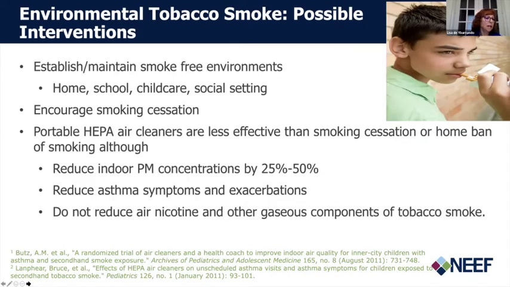So elimination of that environmental tobacco smoke is going to be the key. It is the first line of intervention for children with asthma. We want to establish and maintain smoke-free environments. Not only think of home, but think of where a child spends a lot of time. It could be in grandma's house, it could be in the car, there could be an individually owned childcare where the owner smokes. So encourage smoking cessation for your families.